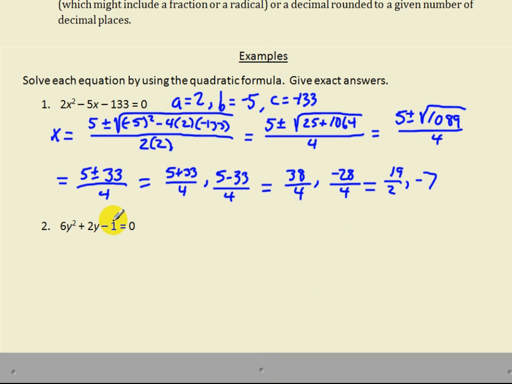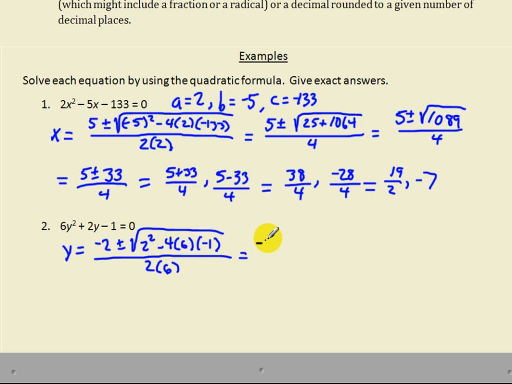In number 2, we again have our quadratic already set equal to 0. That's good, so we can go ahead and write our formula. The opposite of b would be a negative 2 plus or minus. So we have b squared minus 4 times a, which is 6, times c, which is a negative 1. And we're going to take the square root of all of that, all over 2 times 6. So this is equal to negative 2 plus or minus, and then we have 4. 2 squared is 4. And then we're going to subtract a negative 24, so we're adding 24, all over 12.